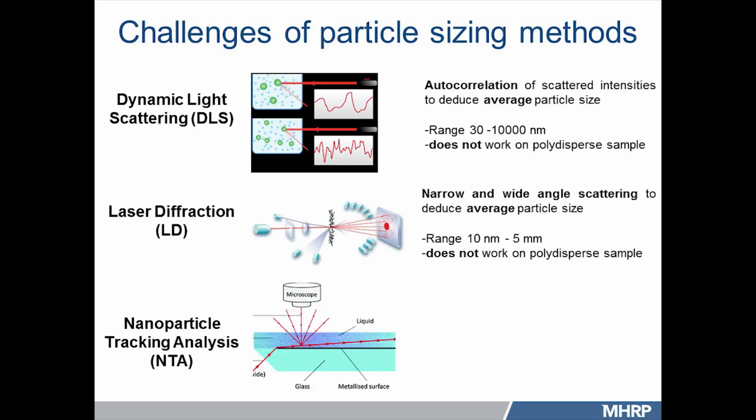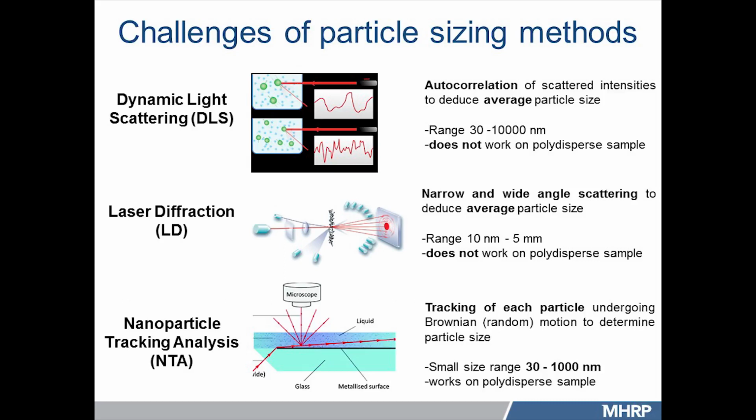NTA, nanoparticle tracking analysis, works in a way that is very analogous to a microscope. You are looking at the particles which are undergoing Brownian motion, recording their movement, and later tracking them one by one. The particles which are moving fast are likely to be small, and those moving slow are going to be large in size, based on the assumption that they are all undergoing Brownian motion. This works very well in determining the size of individual particles in the formulation, but only for a small range, from 30 to 1000 nanometers.